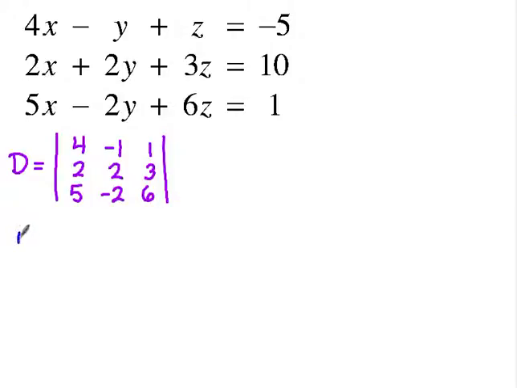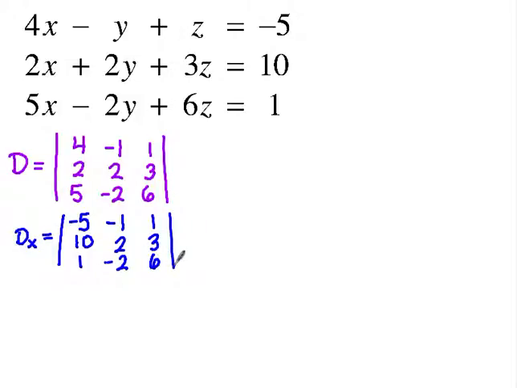So Dx is going to be negative 5, 10, 1 first of all. And then what will my next column look like? Negative 1, 2, negative 2, and then 1, 3, 6. So the other 2 columns stay the exact same as they were in the purple.